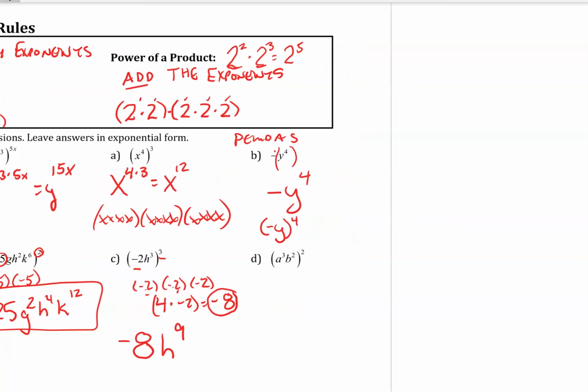Letter D, a to the third squared, 2 times 3, a to the 6th. B squared squared, 2 times 2 is 4, so it becomes b to the 4th.